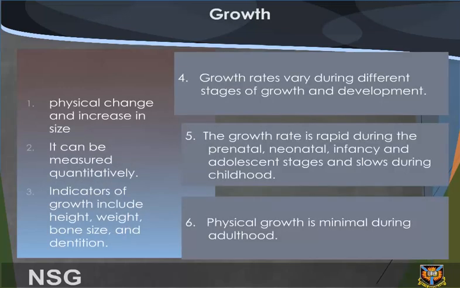Growth. 1. Physical change and increase in size. 2. It can be measured quantitatively. 3. Indicators of growth include height, weight, bone size, and dentition. 4. Growth rates vary during different stages of growth and development. 5. The growth rate is rapid during the prenatal, neonatal, infancy, and adolescent stages and slows during childhood. 6. Physical growth is minimal during adulthood.